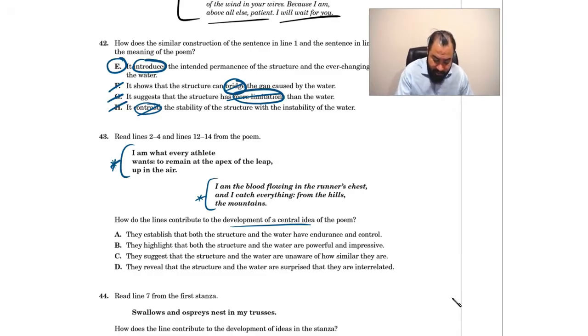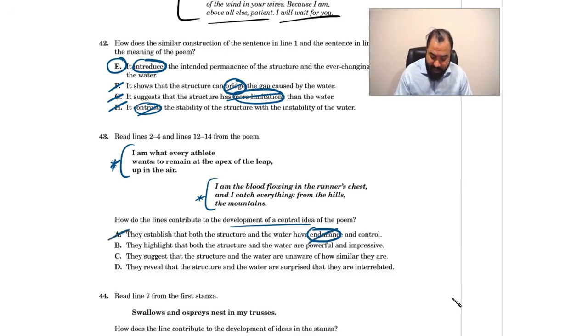So they establish that both the structure and the water have endurance and control. So endurance is like everlasting, long lasting. So what we can understand here is that water was the older one and it will be there forever. So not the concrete. So it's not A.